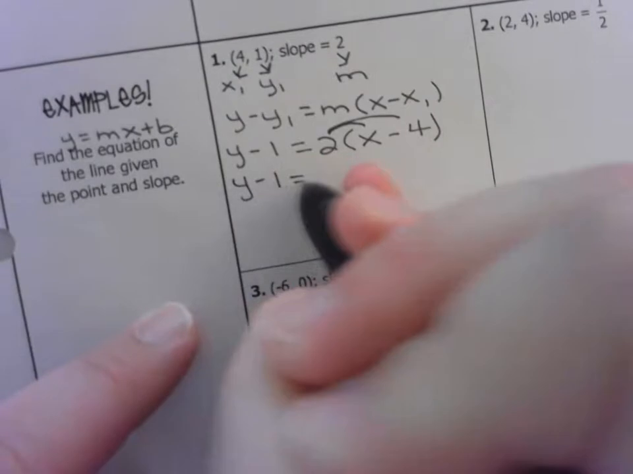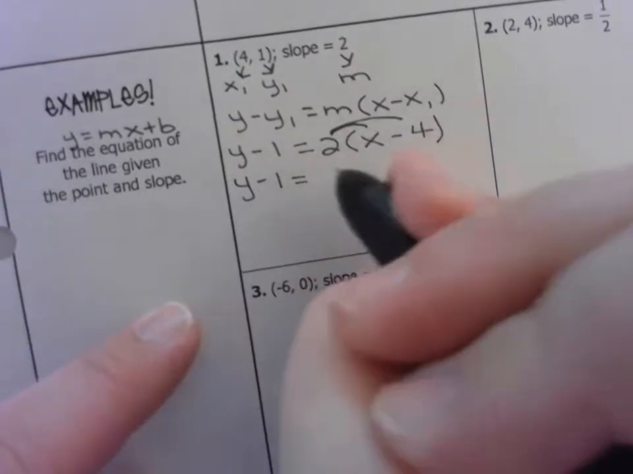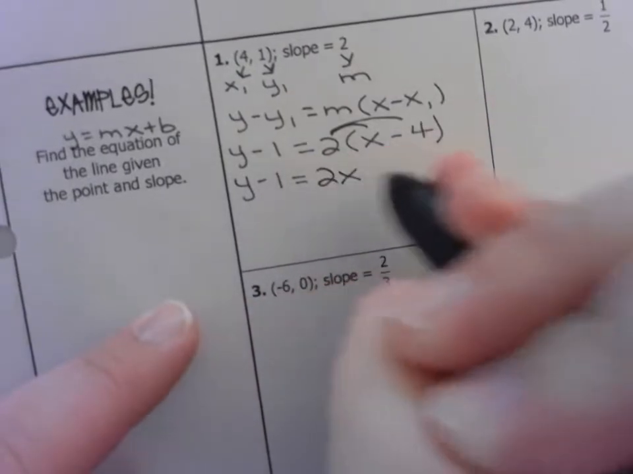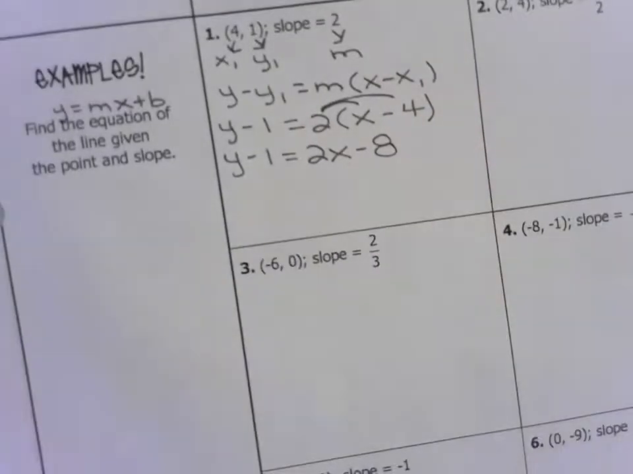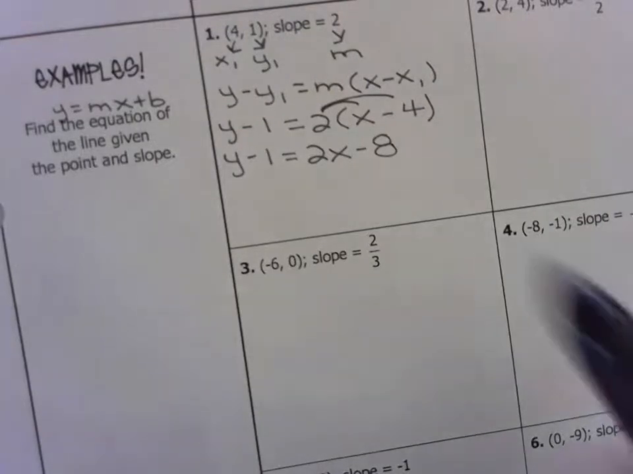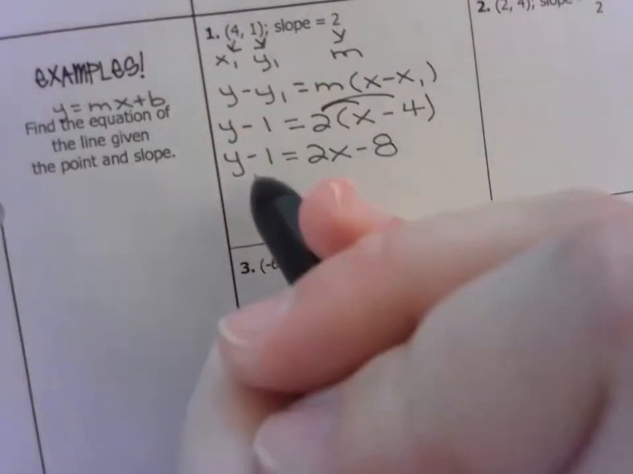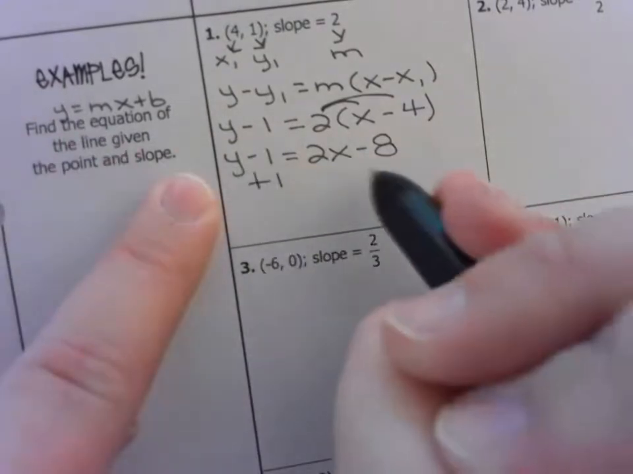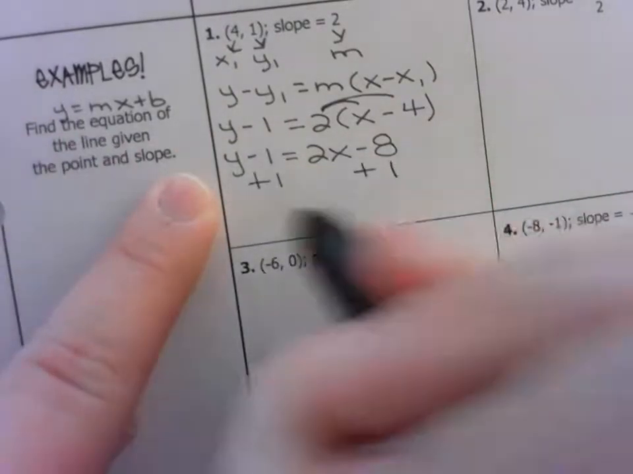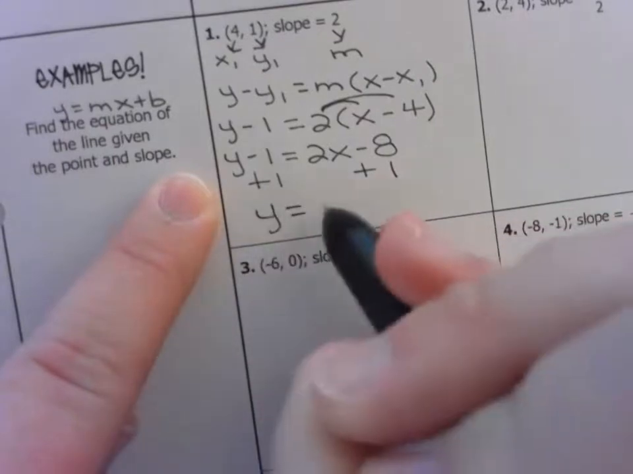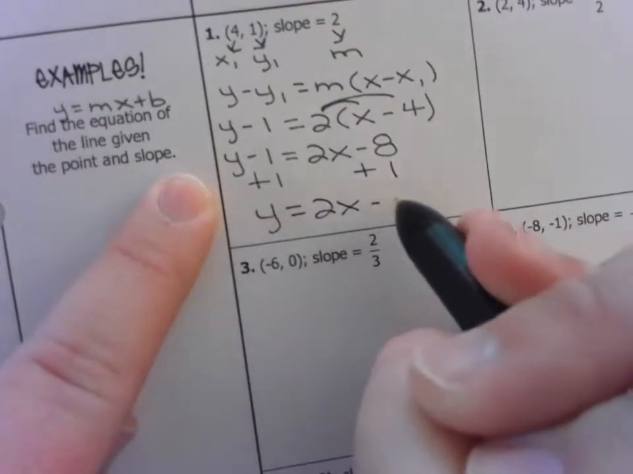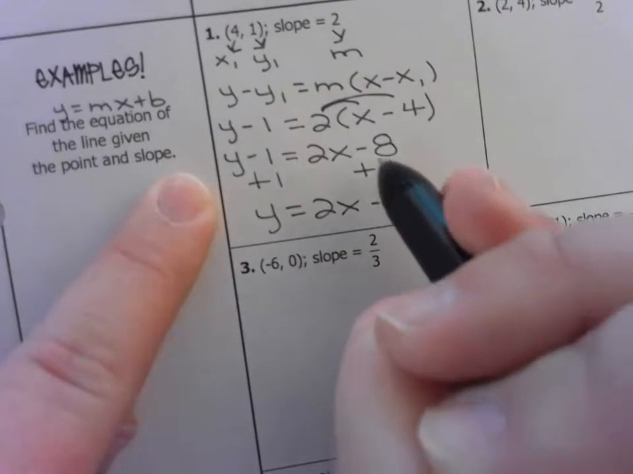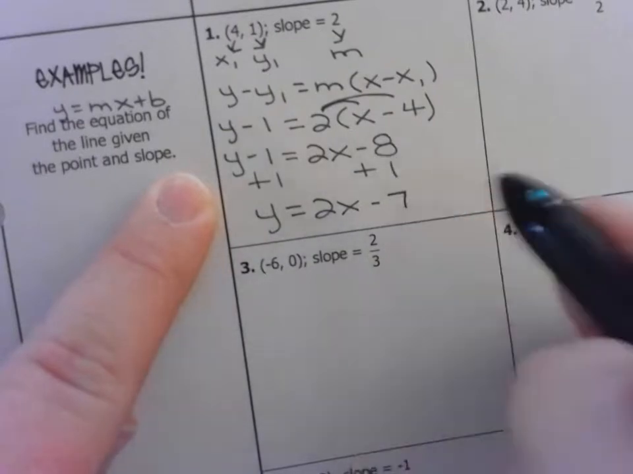So I have y minus 1 equals, if I distribute the 2, what do I get? 2x minus 8. The reason I like to distribute first is because when I add the 1 over, I actually have something to put it with. I want to get it in slope-intercept form, so solve for y, add 1. So y equals 2x minus, negative 8 plus 1? Not 1. Negative 7.